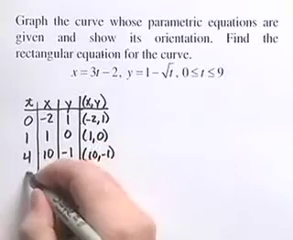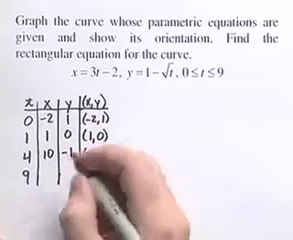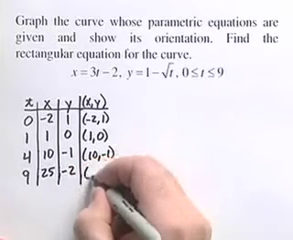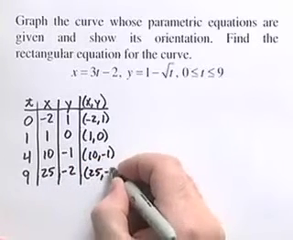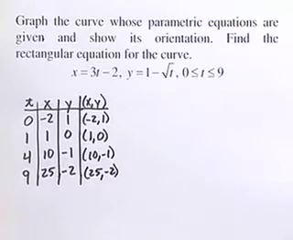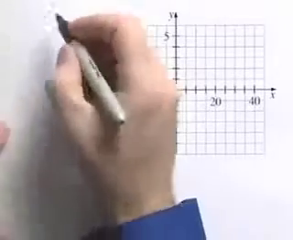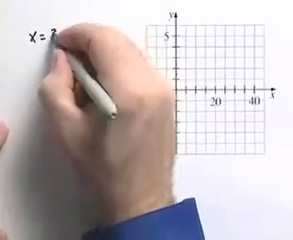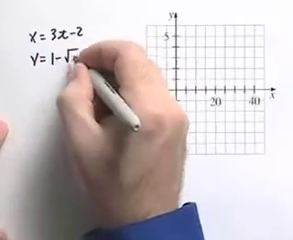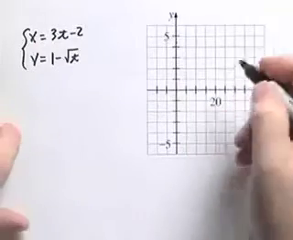And then we'll do one more. We'll let t equal 9. If t is 9, we'll get 25 for x, and we'll get negative 2 for y. So we have the point 25, negative 2. We're going to go ahead and sketch the graph of this equation. Remember that we have x is equal to 3t minus 2, y is equal to 1 minus the square root of t. Those were our parametric equations.